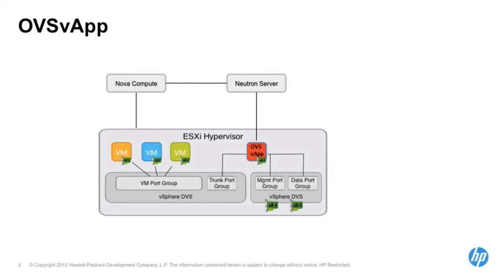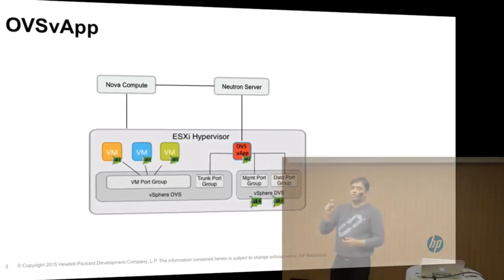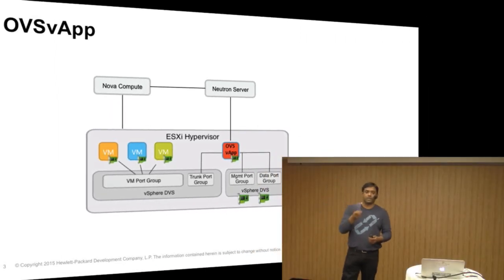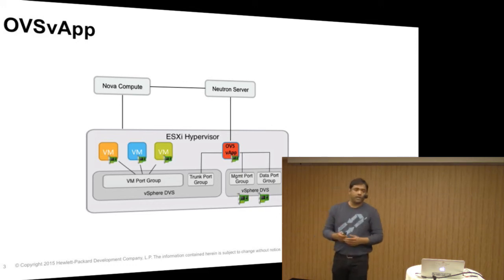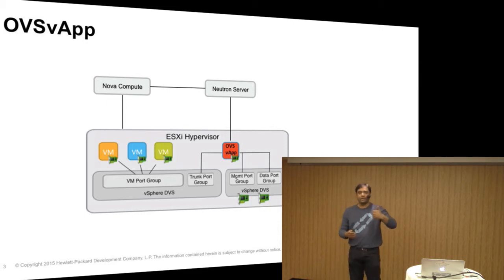Whenever OBSV app gets a notification that a new VM is created, it creates a port group on the trunk DVS which has the characteristics of the network to which the VM belongs. So it carries the same segmentation ID and same attributes of the network to which the VM belongs. And then it notifies the Nova compute back saying, hey, I've created the PG. At that point, Nova compute goes ahead and reconfigures the VM with a NIC and connects it to the PG.